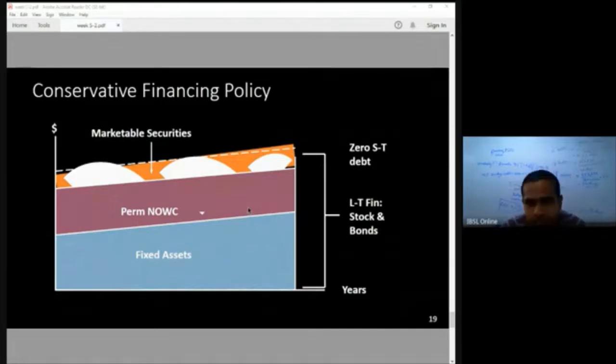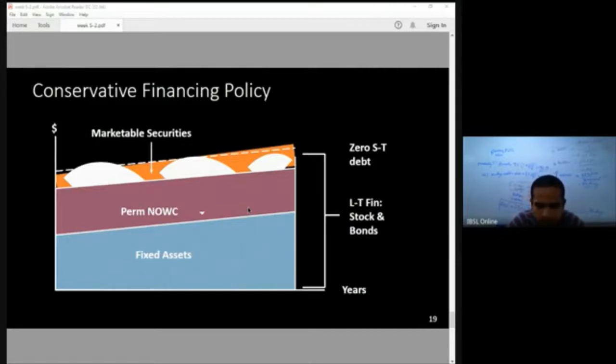But if you increase the dotted line, right, even your temporary short-term working capital is funded using long-term liabilities like stocks or debentures, that means you have got very, very conservative. It means you are not willing to go for any short-term debt, right? You're very conservative. You're playing it safe.